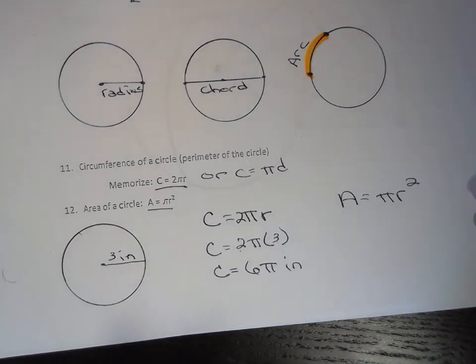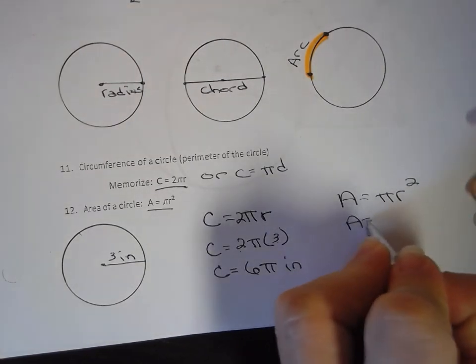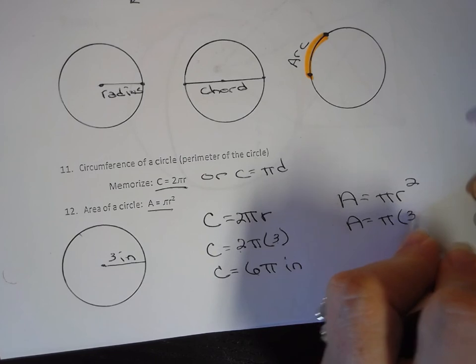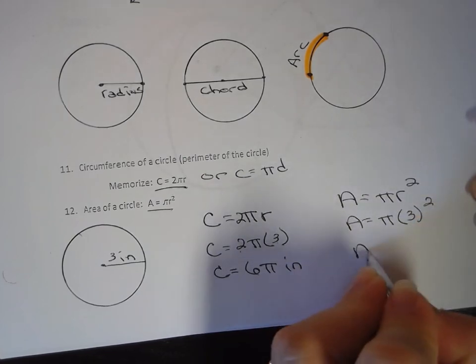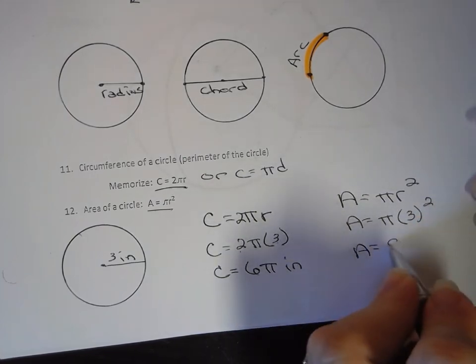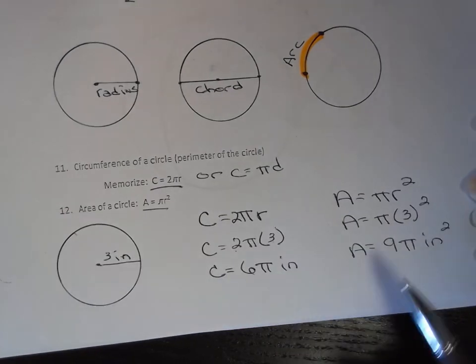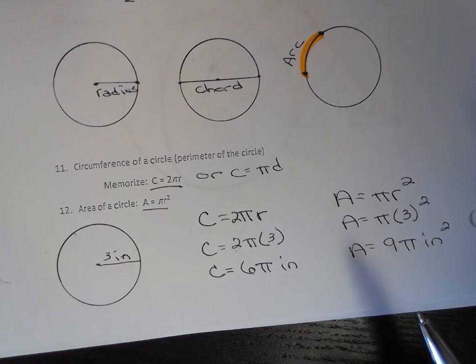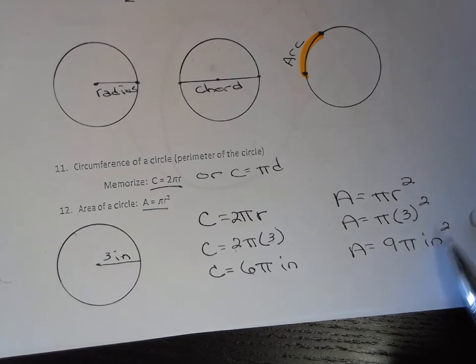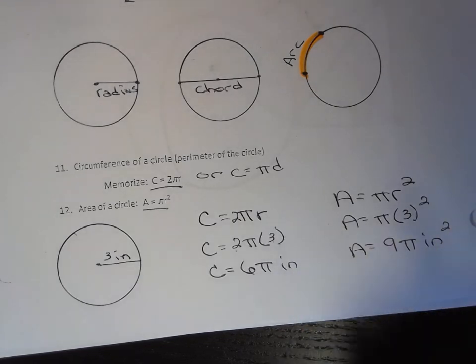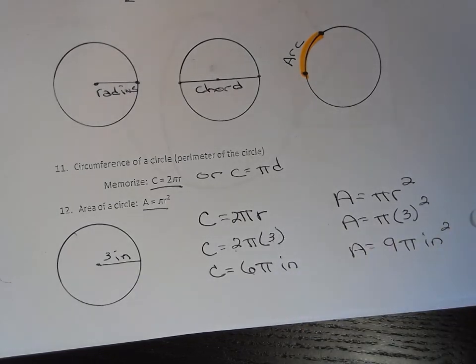Okay? Same thing for area. Area equals pi radius squared. What is 3 squared? That's 9. 9 pi inches squared. That is your exact area. Do not go any farther. You also must have the units squared for an area and the units in the first power for your circumference.